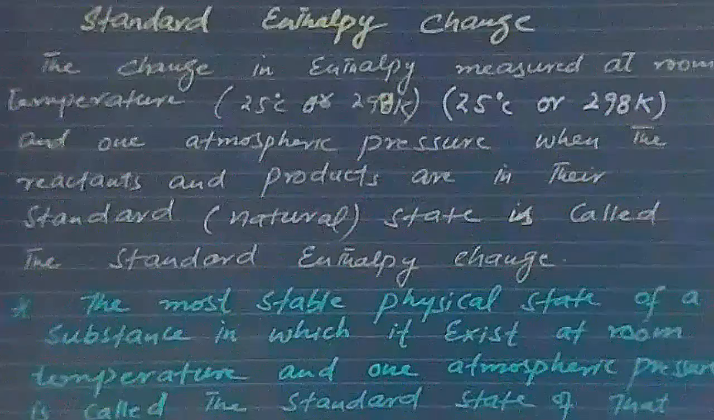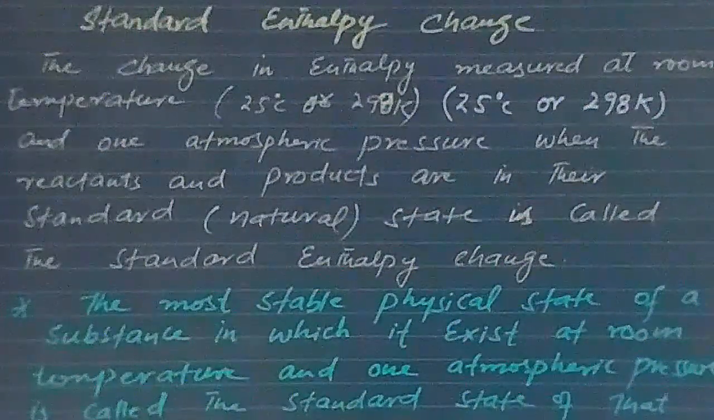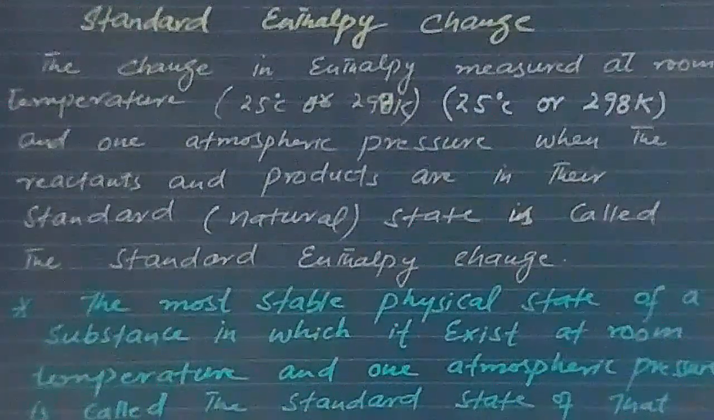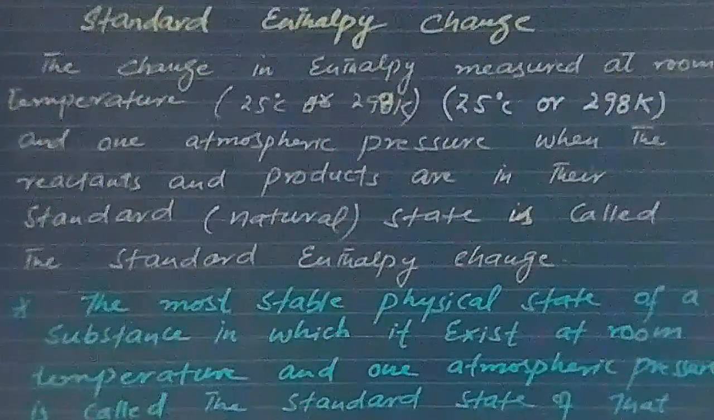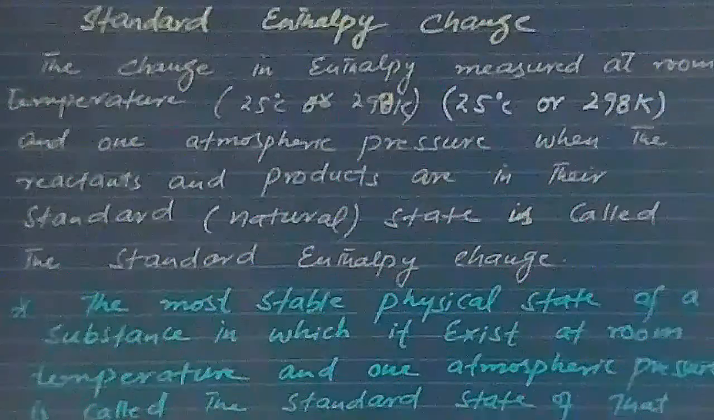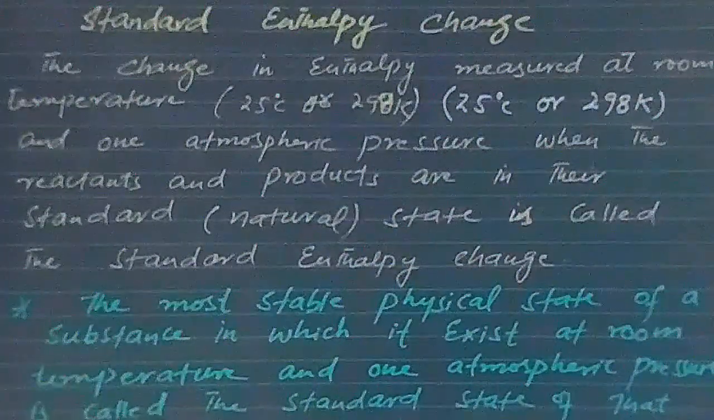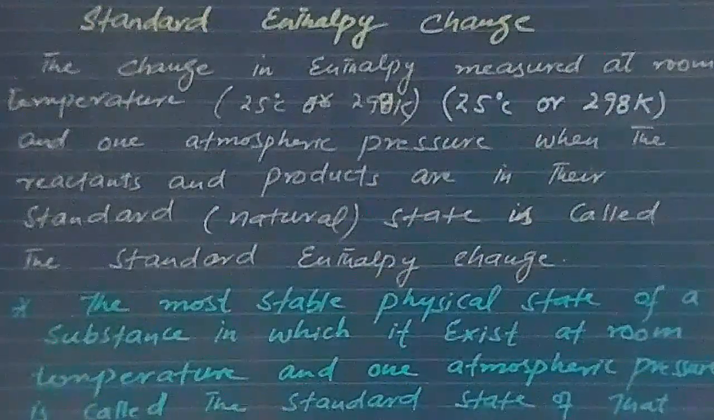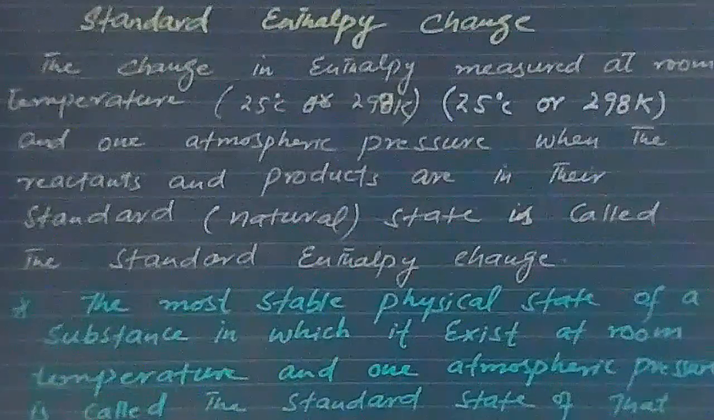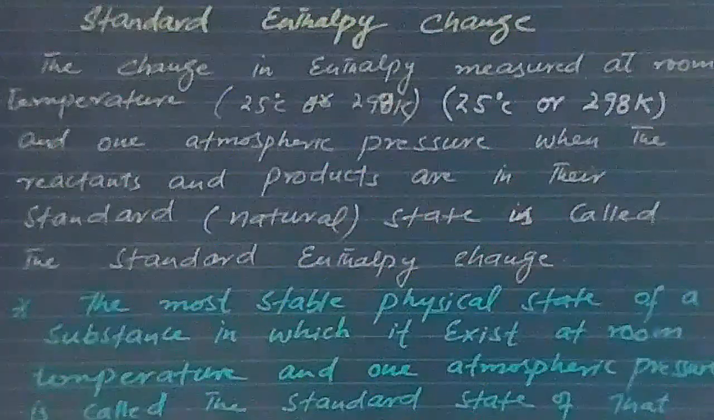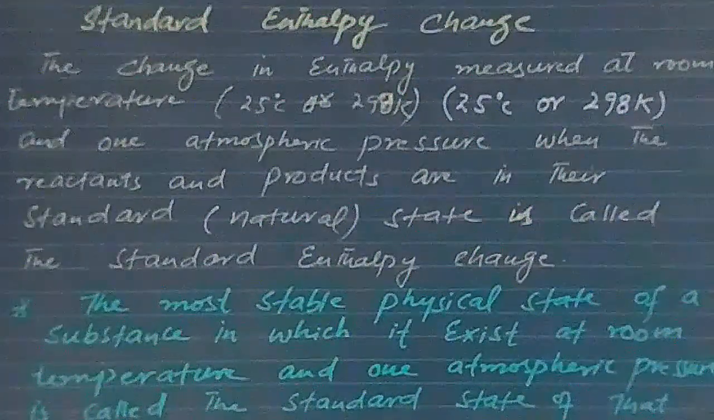Now what is standard state? It is the condition of a system in which it exists at 25 degrees centigrade and 1 atmospheric pressure. This condition of the system is called the standard state, and when at this condition there is some change in the heat content of the system, it is called the standard enthalpy change of the system.